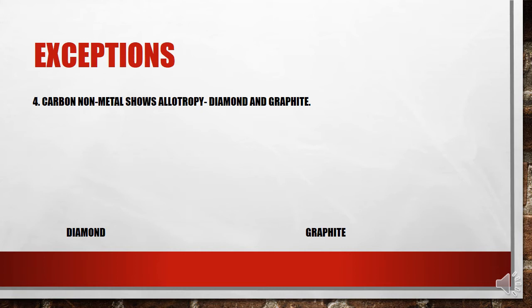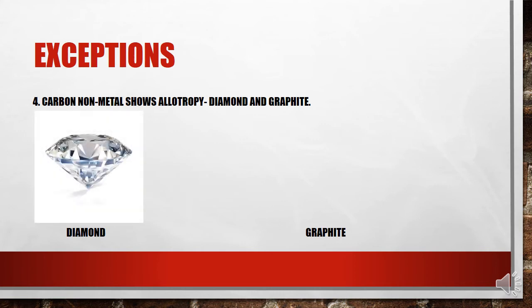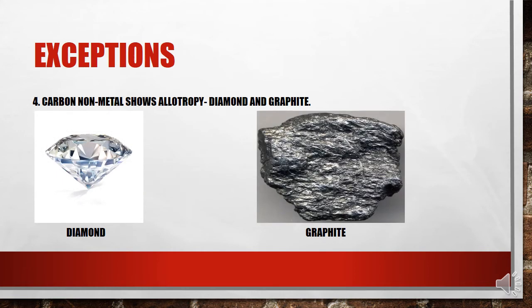Carbon, a very versatile non-metal, exists in two forms, diamond and graphite. Do you know what allotropy is? Allotropy is the existence of an element in two different forms. So diamond is the hardest known element, whereas graphite is soft. You have seen graphite, you have experienced writing with a lead pencil, that is graphite.